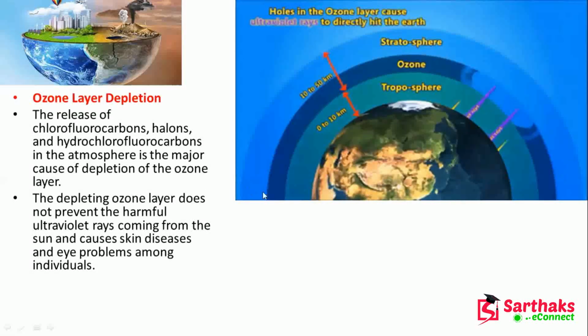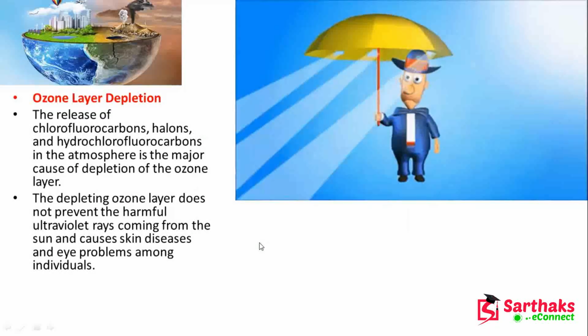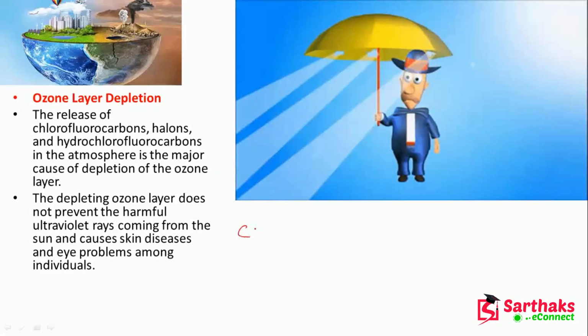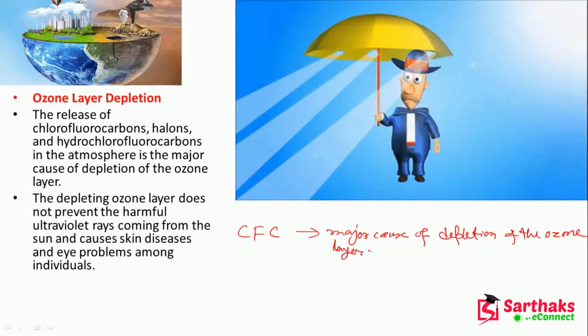In short, that is the CFC. And in the atmosphere it is the major cause of depletion of the ozone layer. And the depleted ozone layer does not prevent the harmful ultraviolet rays.